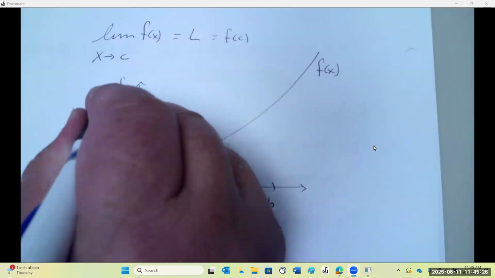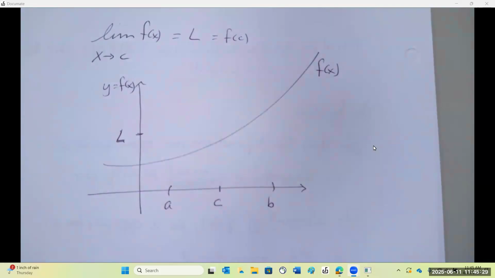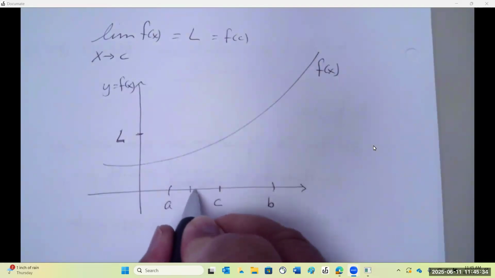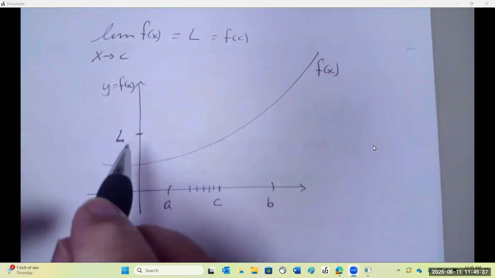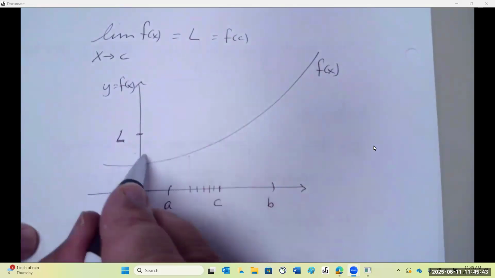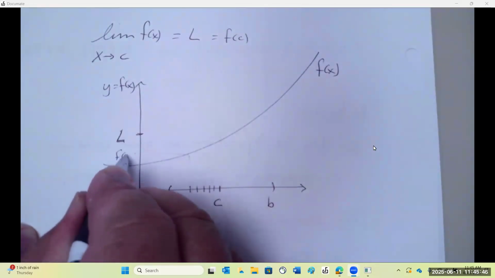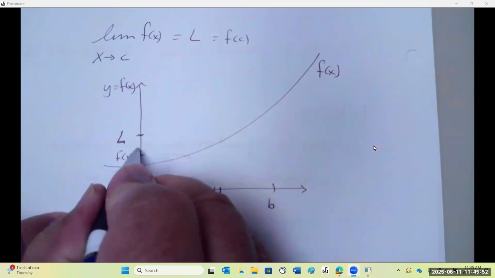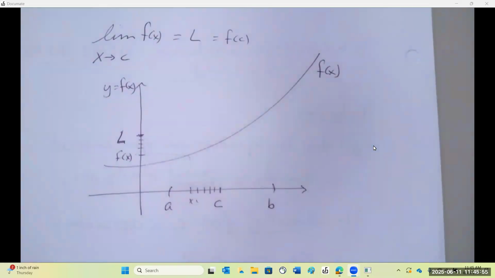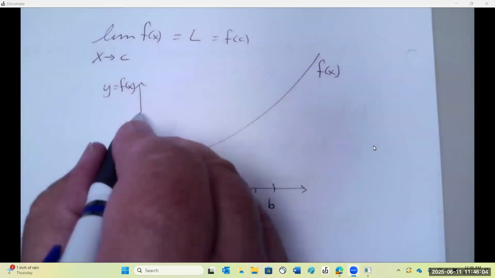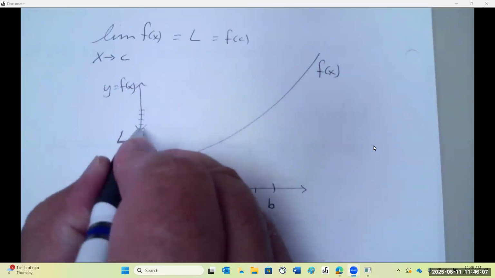These are our y values, our f of x's. So as our x values get closer to c, they correspond to the y values. As x gets closer to c, what happens here? These get closer to L. Same thing on the other side. As our x values get closer to c, they get closer and closer to our L value.